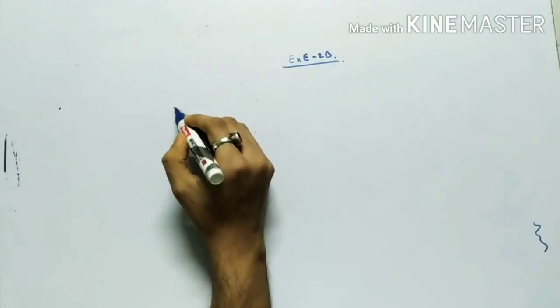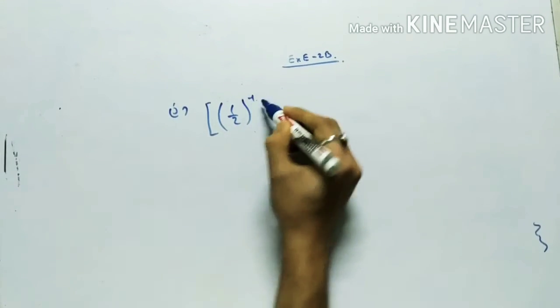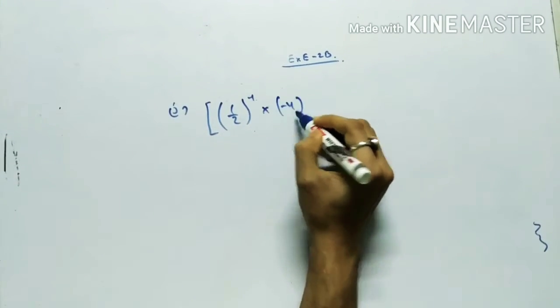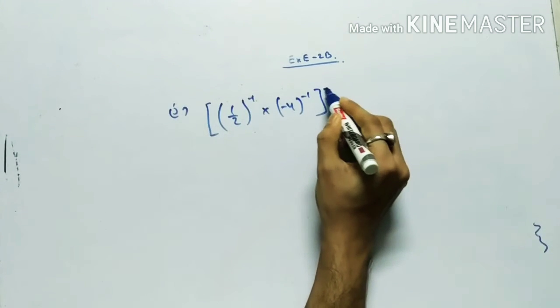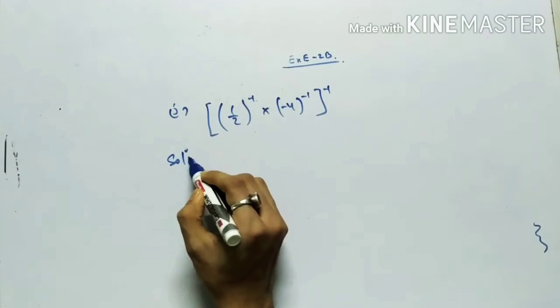Next it is your number J. This one: 1 by 2 to the whole power minus 1 into minus 4 to the power minus 1, to the whole power minus 1. So solution.